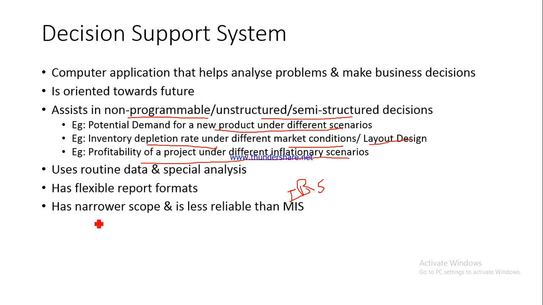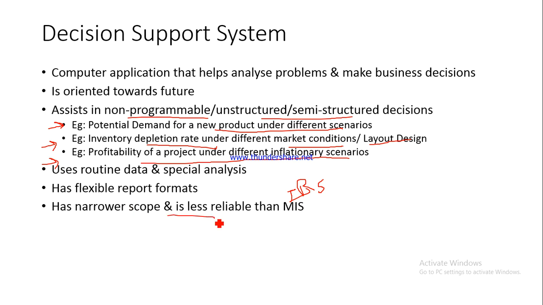What we're saying is that the scope is narrow, which means that while MIS or IRS will be dealing with all different kinds of information, that would not be the case with decision support system. It would deal with a very, very narrow area, very, very narrow domain. For example, there would be a separate decision support system for predicting the potential demand, separate one for predicting the inventory depletion rate, altogether different one for predicting the profitability. So the scope would be very, very narrow, right?